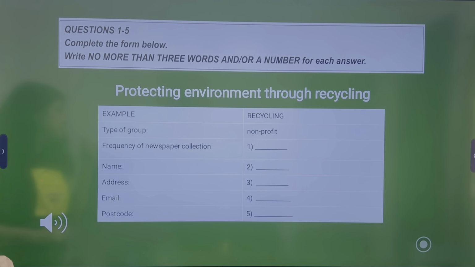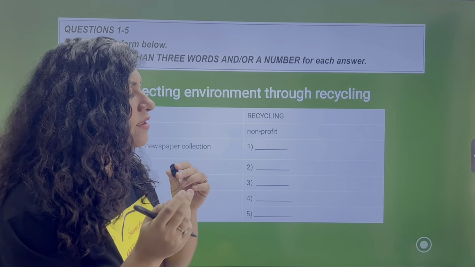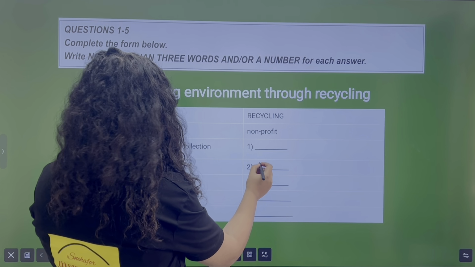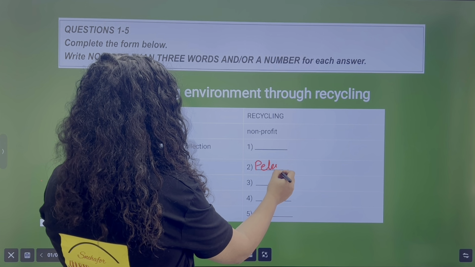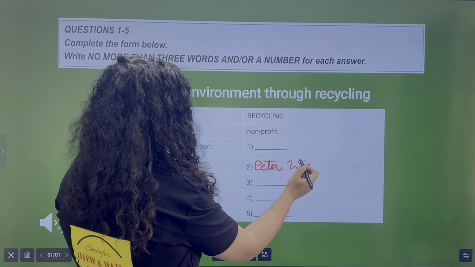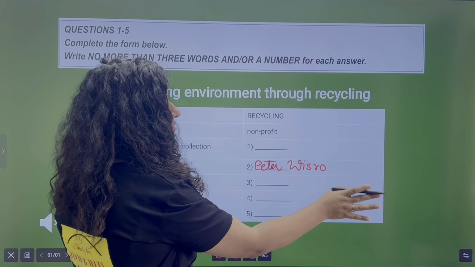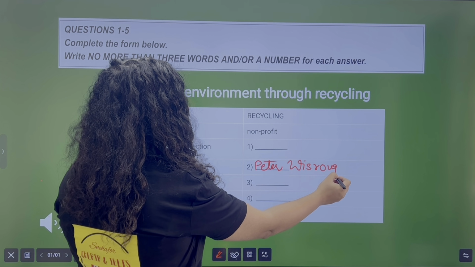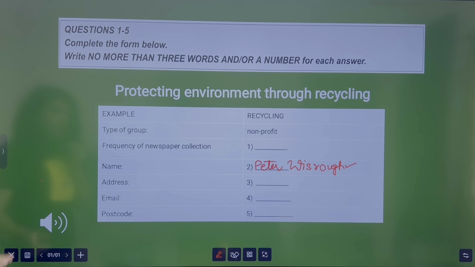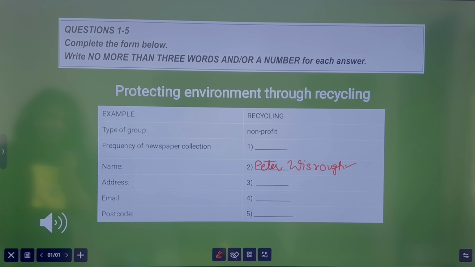So here there was the information related to this person's name, and he very clearly said that his name was Peter Wisrow, right? So Peter, and then he even spelled it out. While he was spelling, the lady said it's Wisrow, but then he corrected the lady and said it's Rough. So you have to write the correct information. And now we are going to focus on the next information, which is related to address.